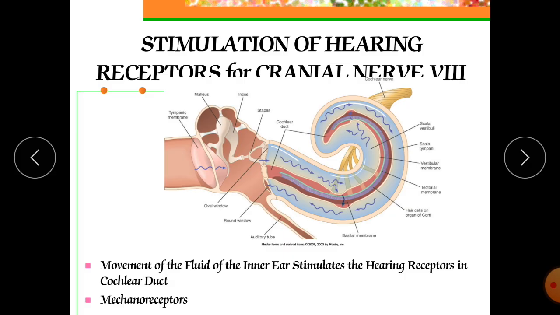So finally the basilar membrane, which is inside your cochlea, starts to vibrate, which moves the hair cells of the spiral organ against the tectorial membrane. This is the tectorial membrane, and this is the basilar membrane. Against this, the sound waves develop pressure vibrations through the endolymph, and they vibrate the hairs. These hairs are nothing but the receptors.